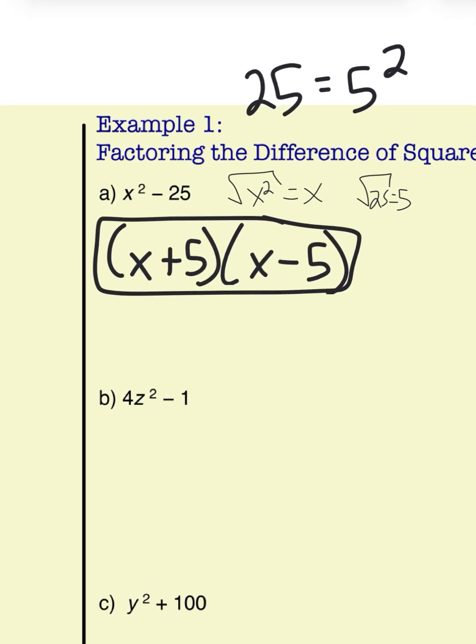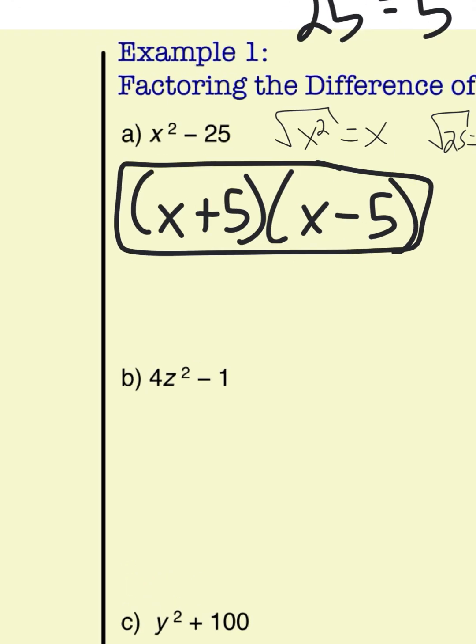All right, example B, 4z squared is still a square because 4 is also a square. If that were like 3z squared, it would not be a square. Even though z is squared, 3 is not a square, so that would not work. Because it's a 4, or if it were a 9 or a 16 or a 25, it is a square.